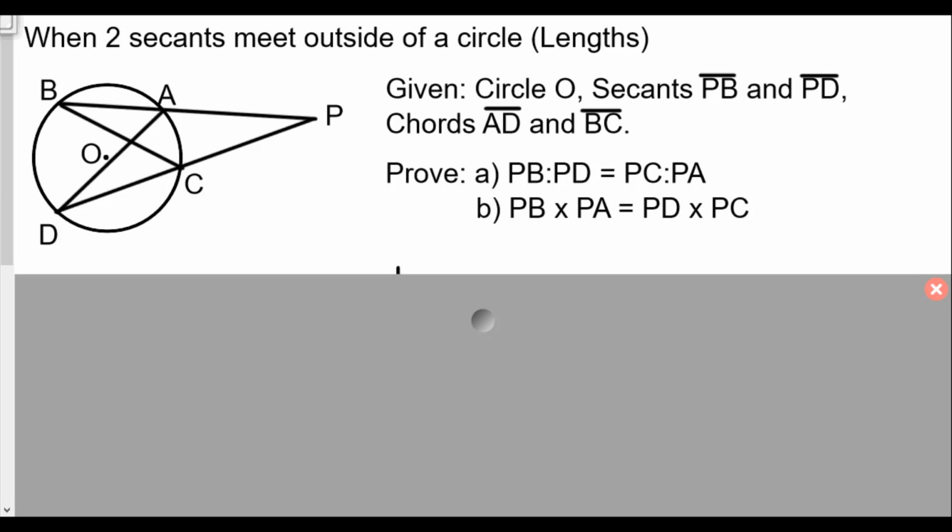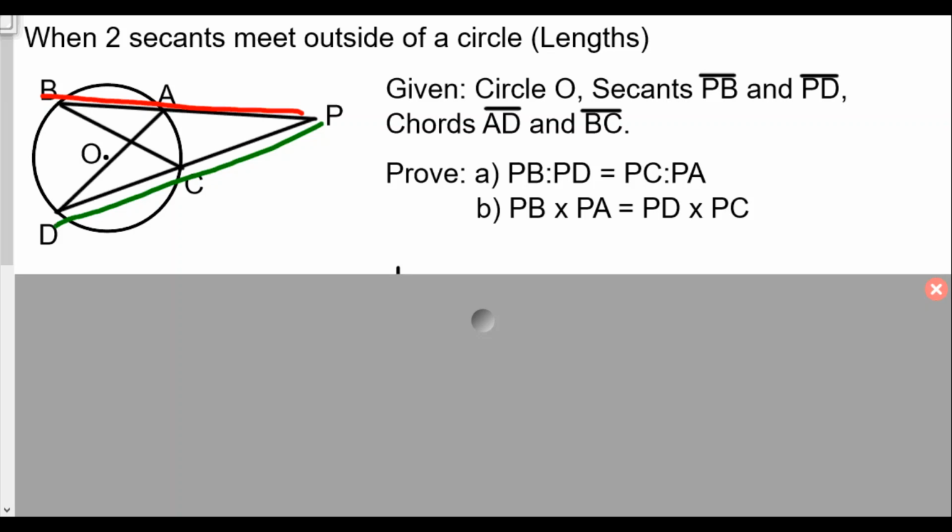Well, when we prove proportions, normally what we're trying to do is come up with the proof that two triangles are similar to each other. Now, which triangles are we talking about? Well, let's take a look. We have line segment PB to line segment PD. So that would be this segment here.